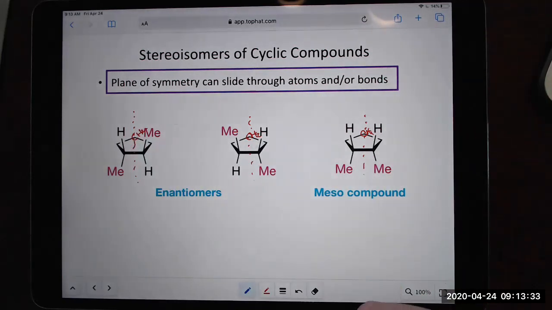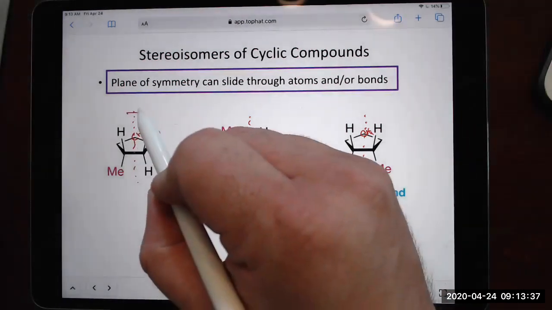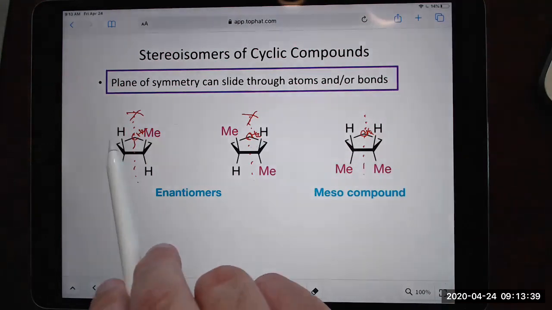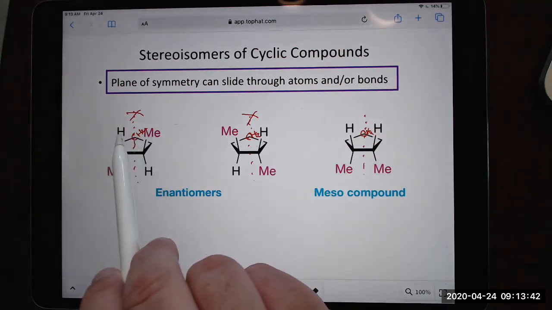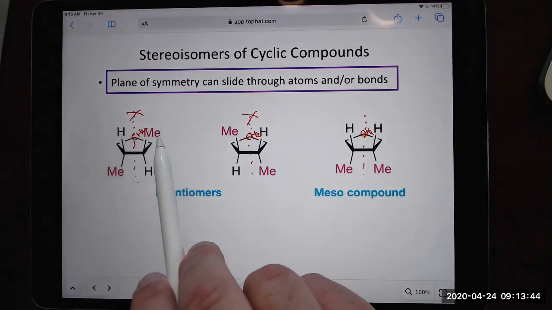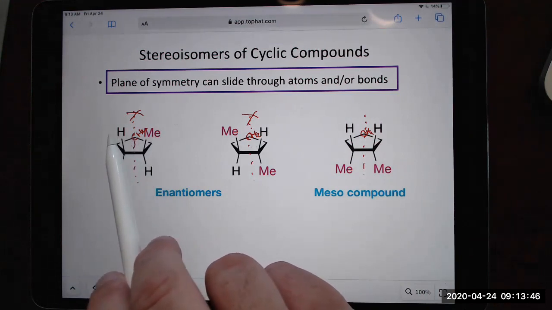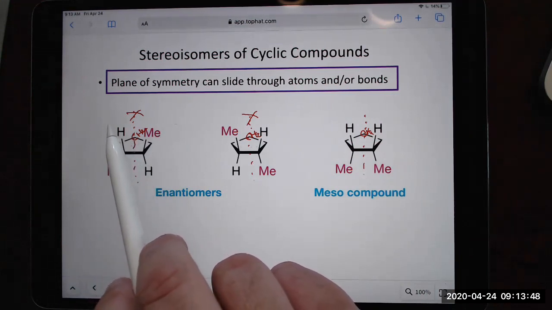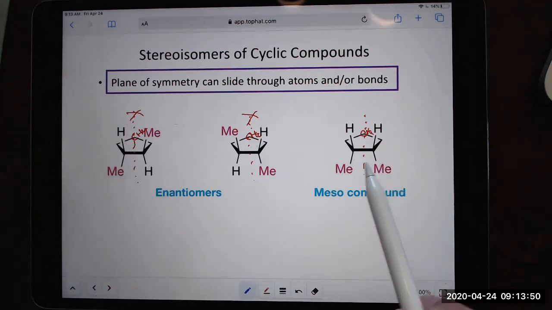That's totally fine. So these two don't have a plane of symmetry, because this methyl is going to look in the mirror and see that hydrogen. So it'd be like you looking in a mirror and seeing your little brother. It's not correct, not a real mirror. But if this methyl looks into the mirror, it's going to see itself.